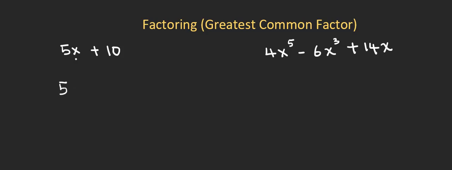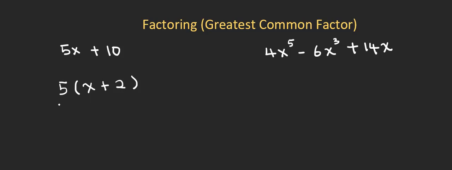Now, on the first term, you have variable x. On the second term, you don't have a variable x. So unfortunately, we cannot take out the variable. So what is 5x divided by 5? That's x. What is 10 divided by 5? That's positive 2.